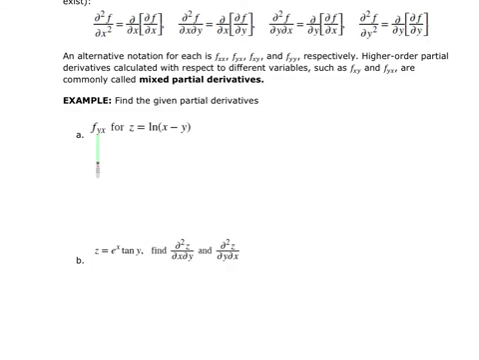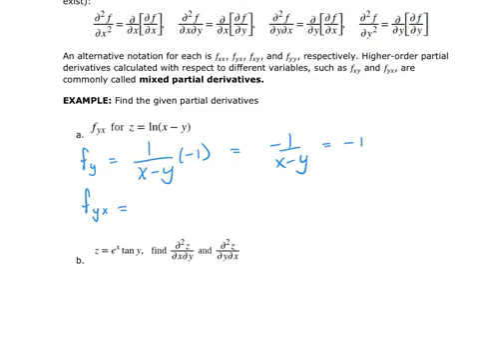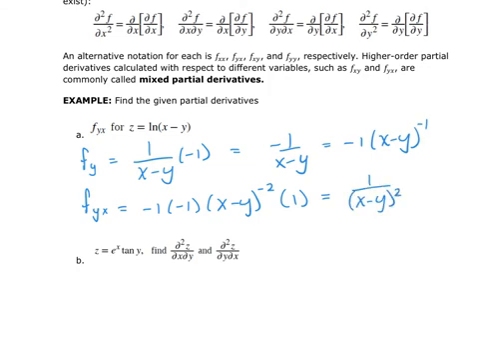So y is first, so I'm going to do the derivative with respect to y first. So f sub y is going to be 1 over (x minus y) times -1, which is -1 over (x minus y). Now I'm going to do the derivative of f sub y with respect to x. I'm going to rewrite this as -1 times (x minus y) raised to the -1. So the second-order mixed partial derivative is going to be the -1 multiplied by the power of -1, (x minus y) raised to the -2, and the derivative of x, which is 1. So I end up with 1 over (x minus y) squared.